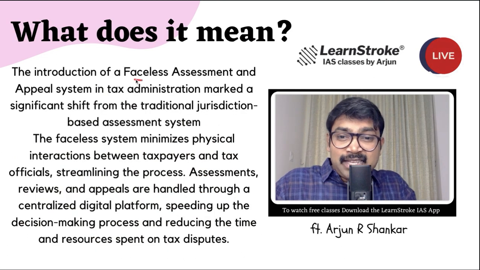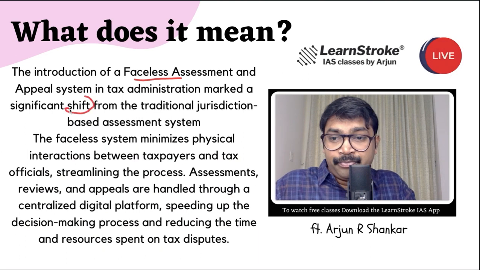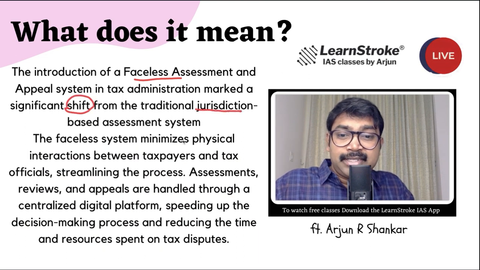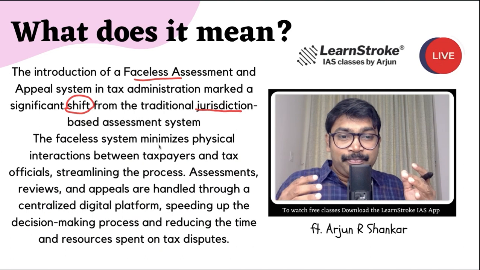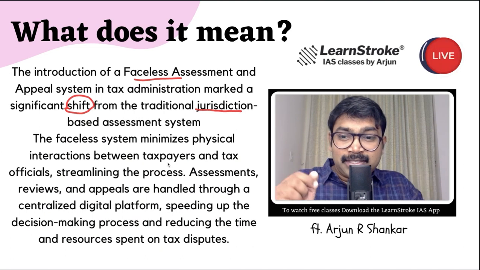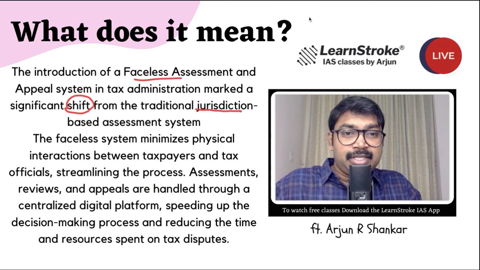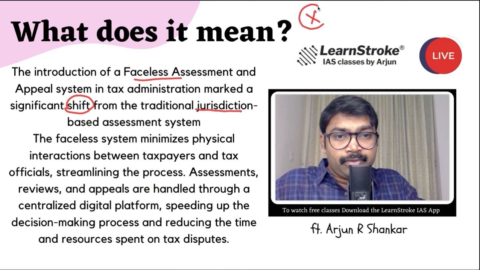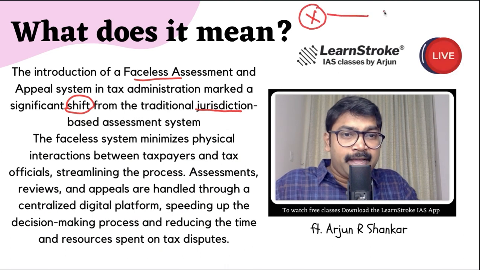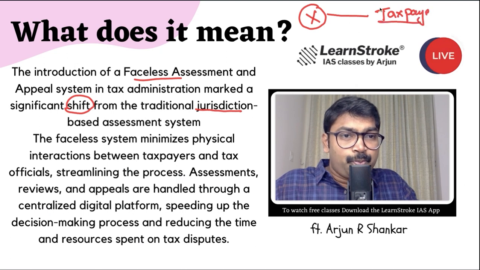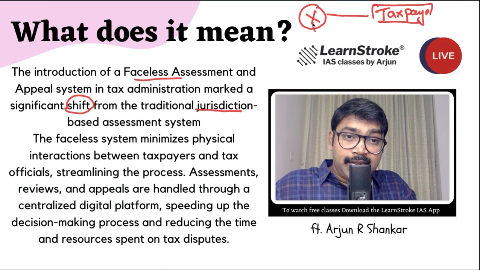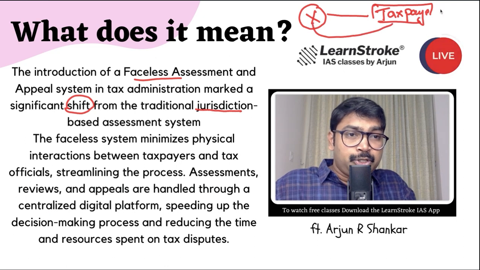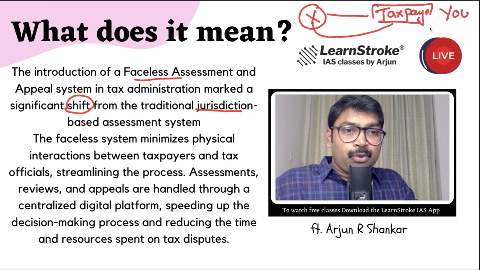The introduction of the faceless assessment and appeal system in tax administration marks a very significant shift from the traditional jurisdiction based assessment system. Imagine that the faceless system minimizes physical interaction between the taxpayer and the tax official. So X is the tax official, and you are the taxpayer. Previously there was a usual interface. The tax official clearly knew who the taxpayer was. This is you. The tax officials clearly know that you are the person.